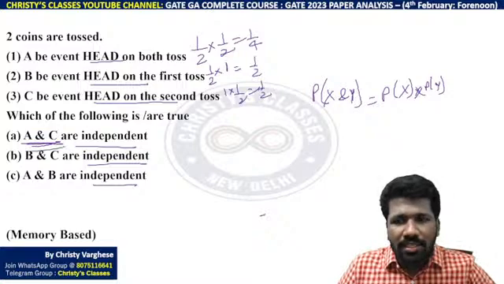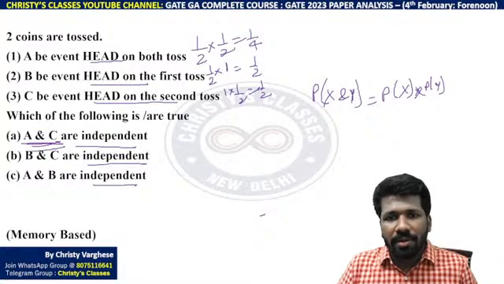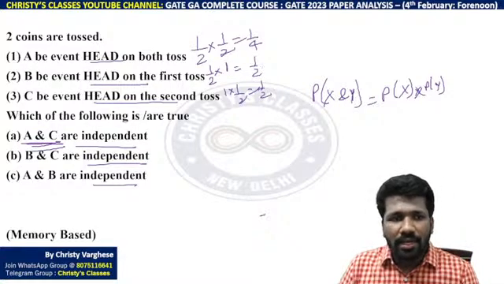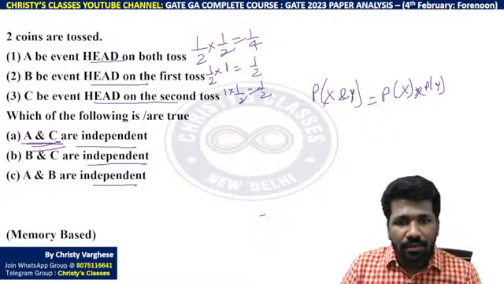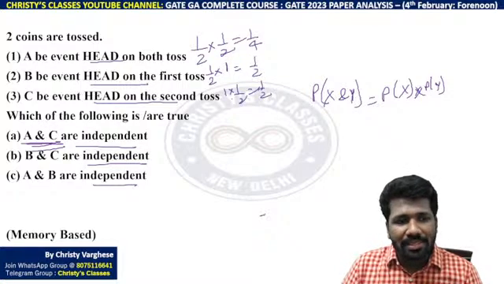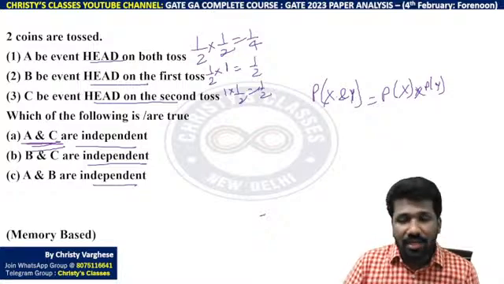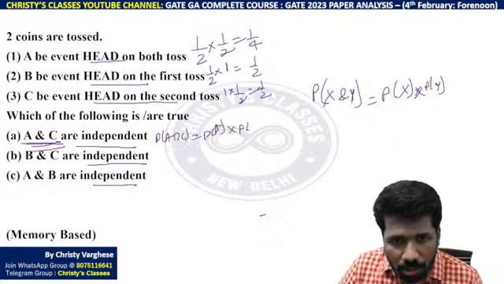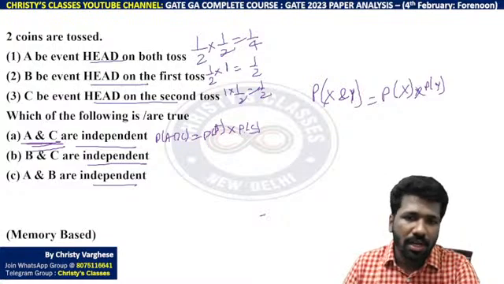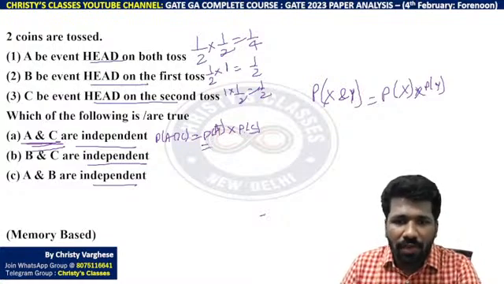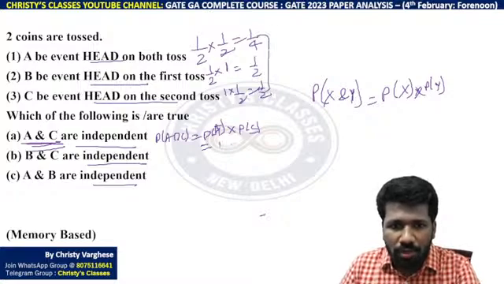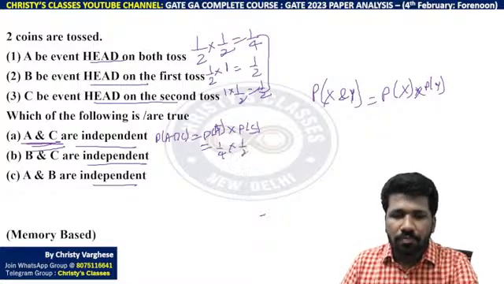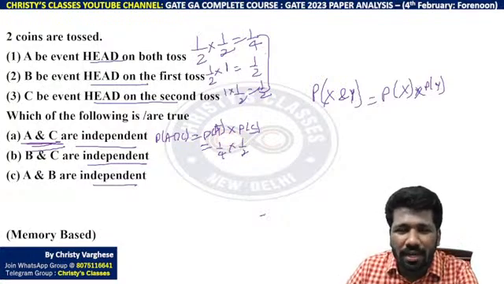Now check each statement. Can you say A and C are independent? Then A and C happening, that is probability of A intersection C. Check whether probability of A intersection C is equal to probability of A into probability of C. That is what we need to check. Are you all understanding? Probability of A into probability of C will be 1/4 into 1/2. Or you can list out the outcomes also.